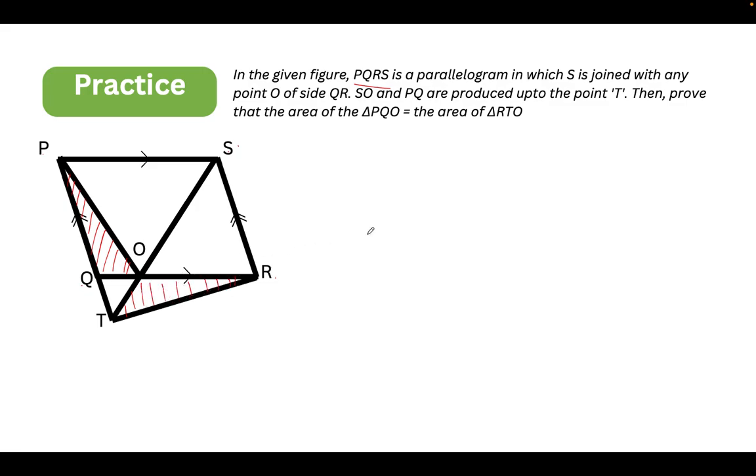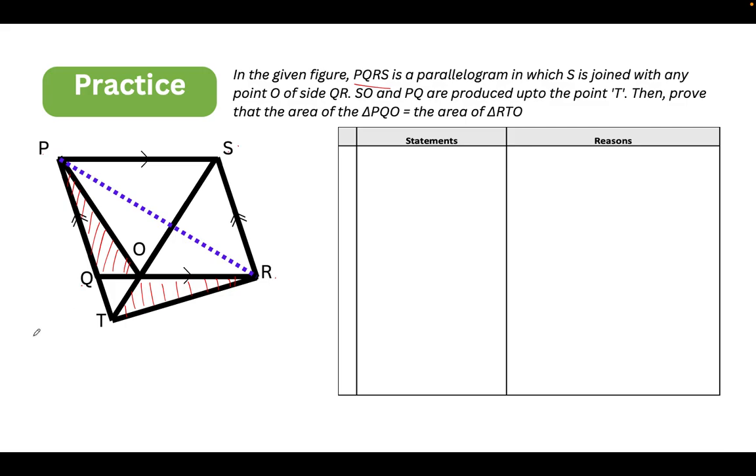Now we need to construct something. We need to diagonally bisect this parallelogram PQRS. Now let's move on to the solution. So, the given and what is to be proved I have already said, and the construction is that we need to construct PR, diagonally bisecting parallelogram PQRS. This will be the construction.